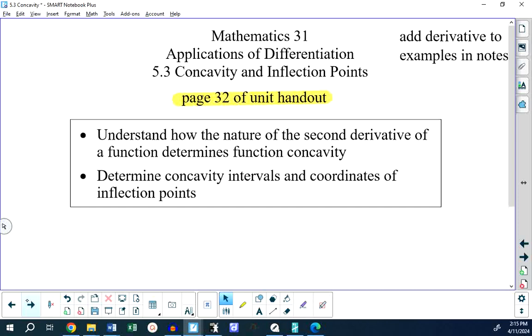We're going to be talking about understanding something first of all and then applying it. We have to understand how the second derivative tells us something about what is called concavity, which is a type of shape or a way to classify a shape of a function. And then we're going to apply that in order to determine where concavity is one type of shape and where concavity is a different type of shape.